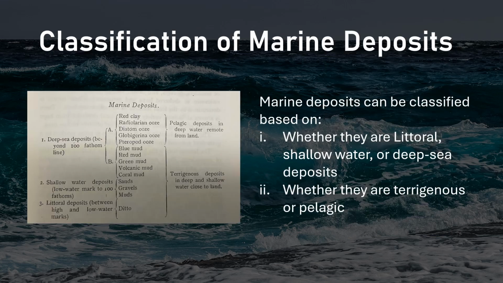Classification of marine deposits. Marine deposits can be classified based on, one, whether they are littoral, shallow water or deep sea deposits, or two, whether they are terrigenous or pelagic deposits. There is another scheme of classification which divides the ocean deposits into three main groups, namely littoral deposits, hemipelagic deposits and eupelagic deposits. We will be following the classification that is in the picture.